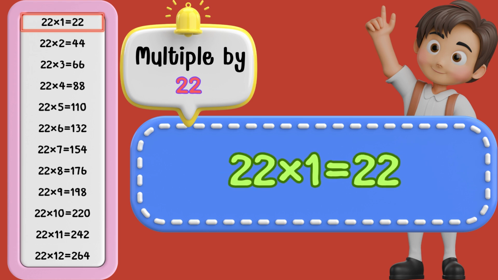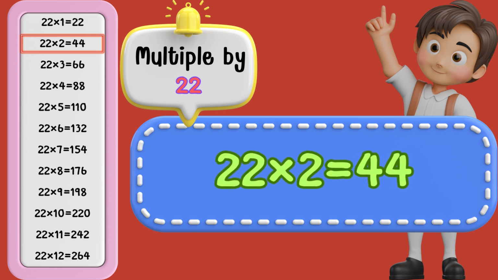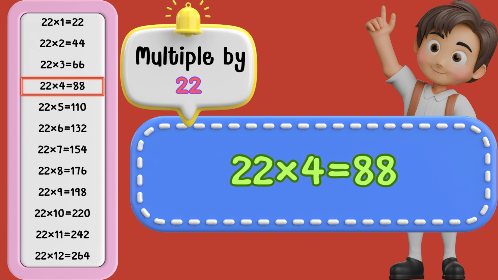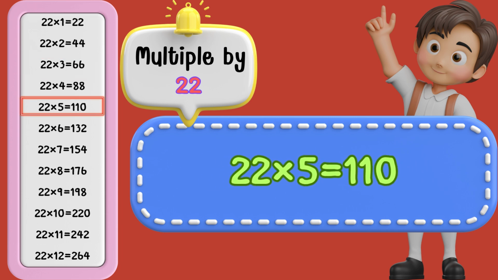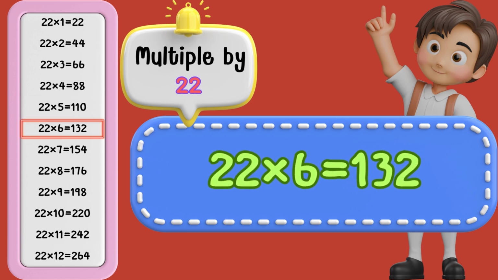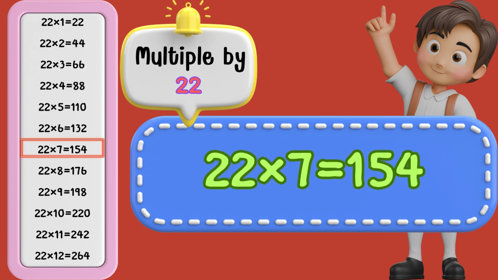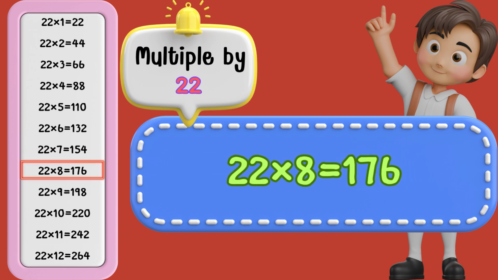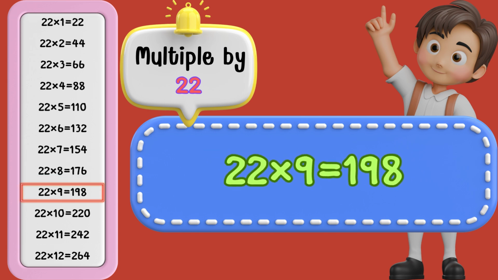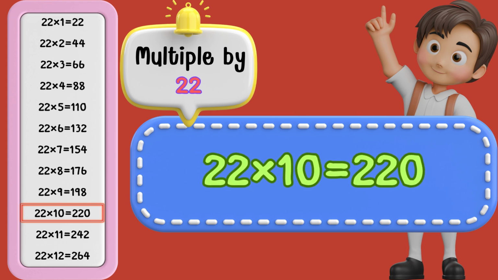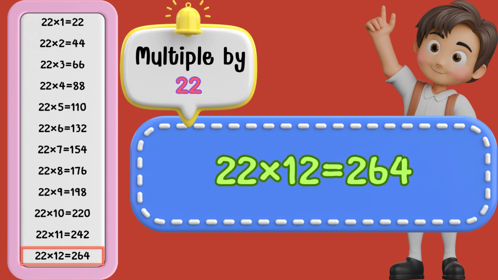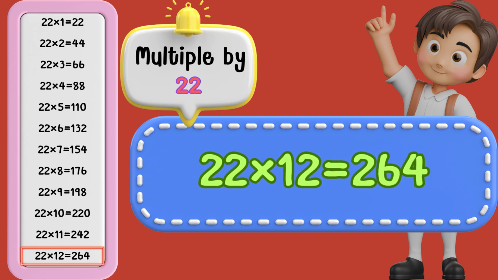22 times 1 is 22. 22 times 2 is 44. 22 times 3 is 66. 22 times 4 is 88. 22 times 5 is 110. 22 times 6 is 132. 22 times 7 is 154. 22 times 8 is 176. 22 times 9 is 198. 22 times 10 is 220. 22 times 11 is 242. 22 times 12 is 264.